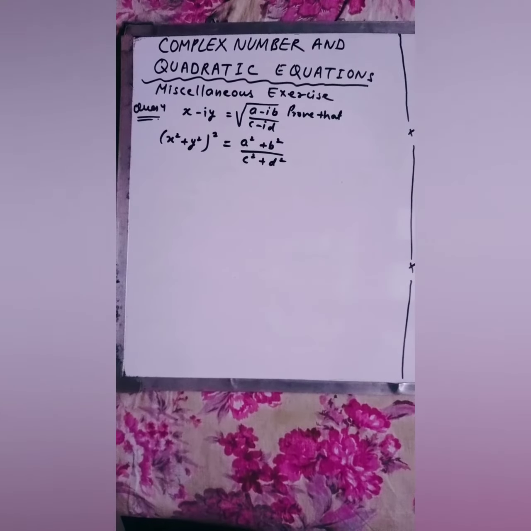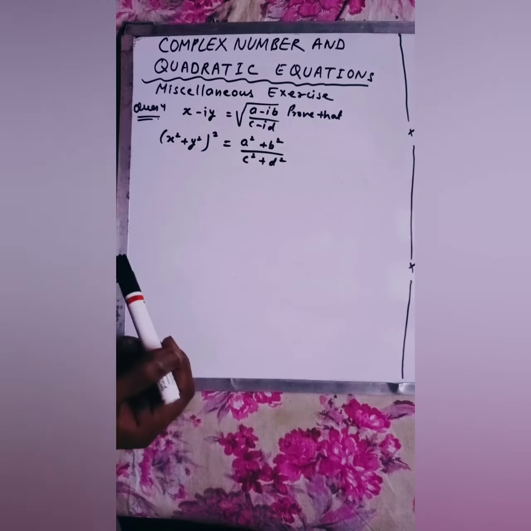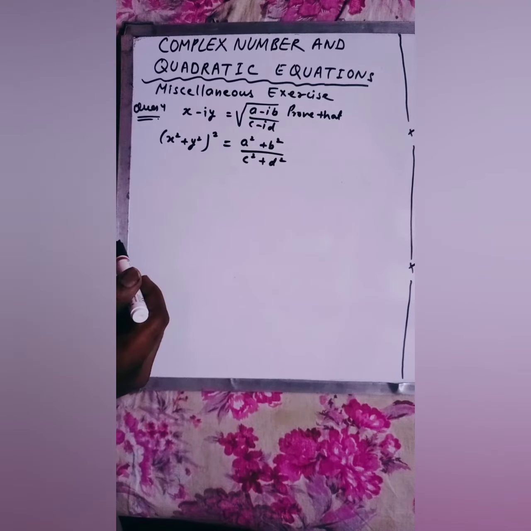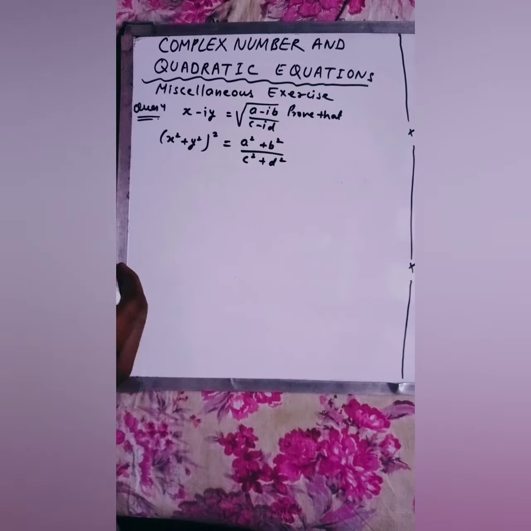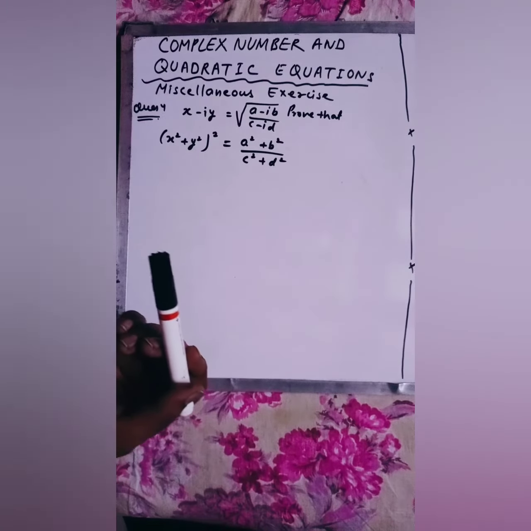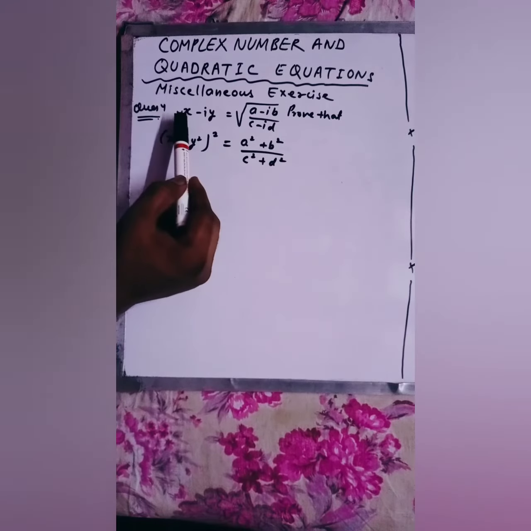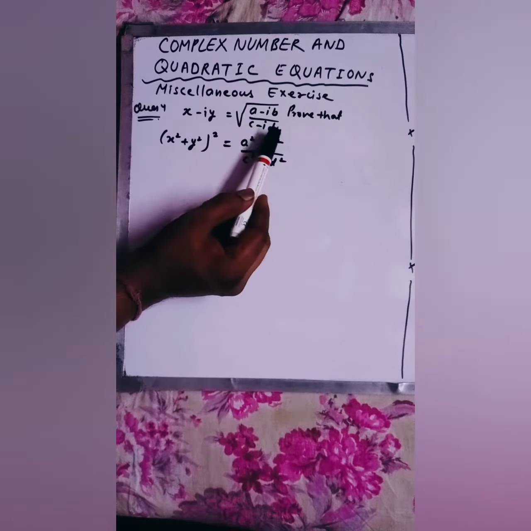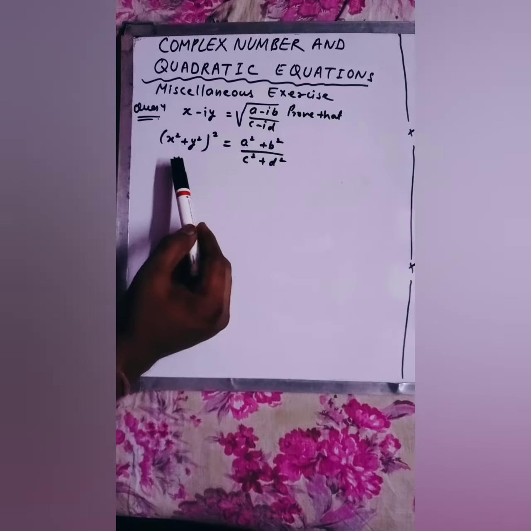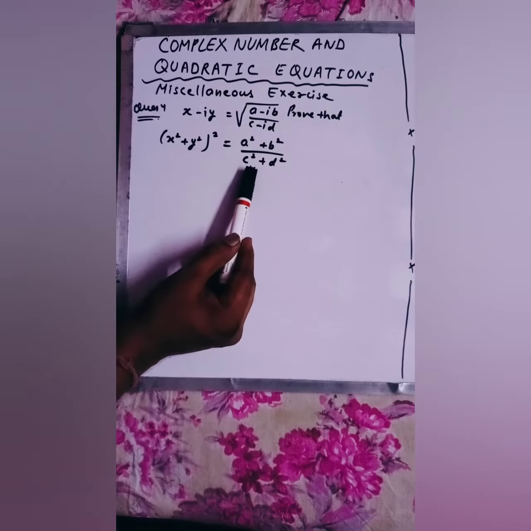Hello children, today we are going to solve miscellaneous exercise question number 4. This is one of the most important questions of your NCERT, so mark it very important. In this question, x plus iota y is given to us, equal to the square root of (a minus iota b) over (c minus iota d), and we have to prove that this is equal to this.